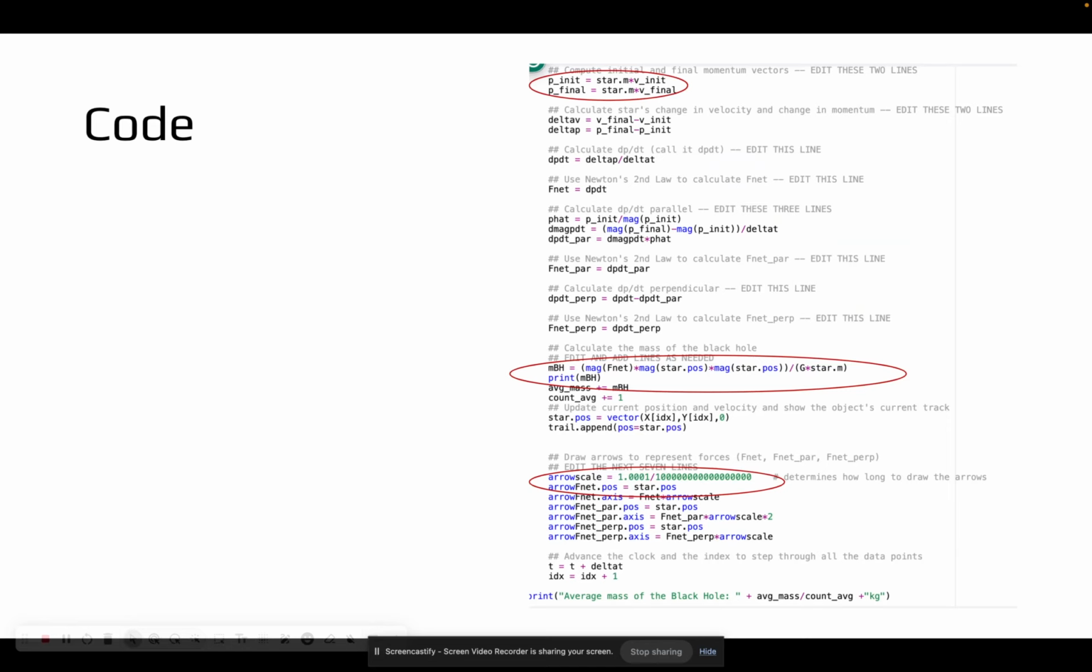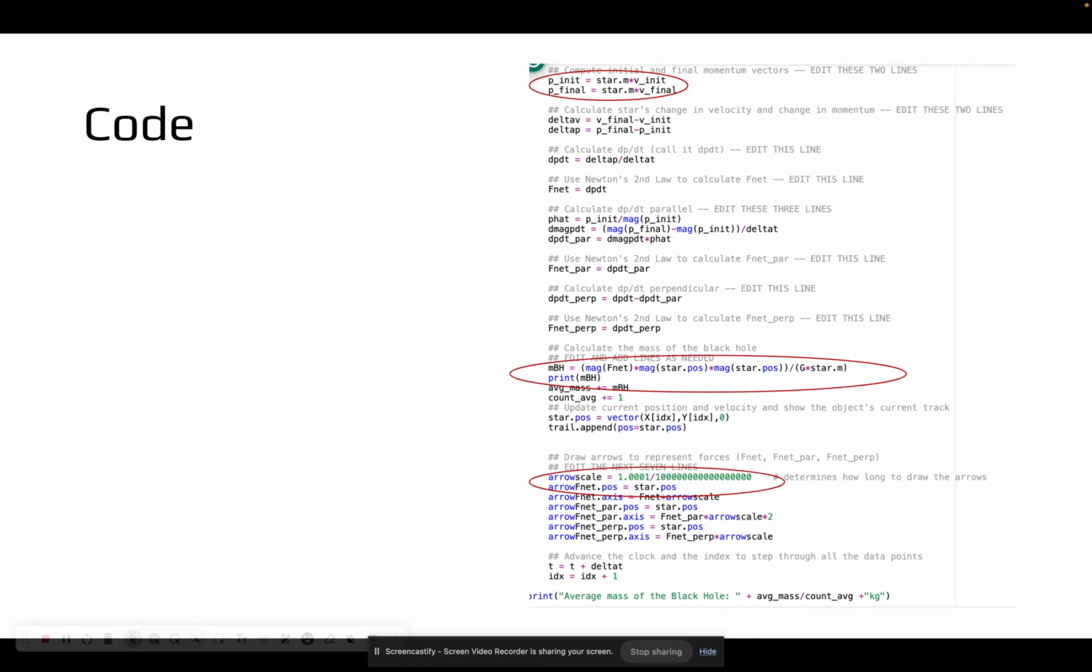So this is my code. We have the initial momentum equal to the star's mass times its initial velocity, whereas the final momentum is the star's mass times the final velocity. And then we also have a statement to calculate the mass of the black hole, which uses the magnitude of the net force times the magnitude of the star's position times the magnitude of the star's position again, and then divides that by G times the star's mass. This is just a rearrangement of the gravitational force equation.